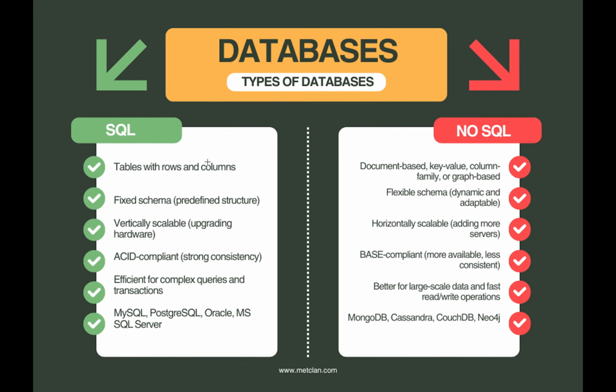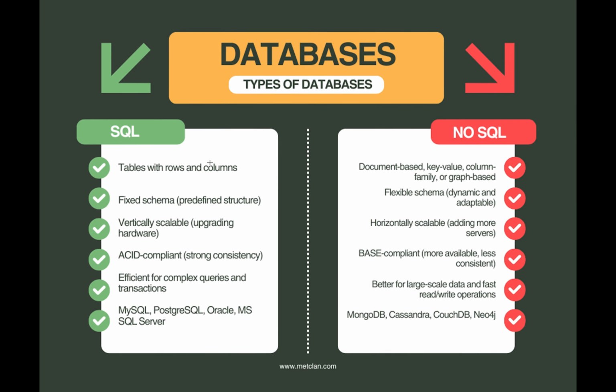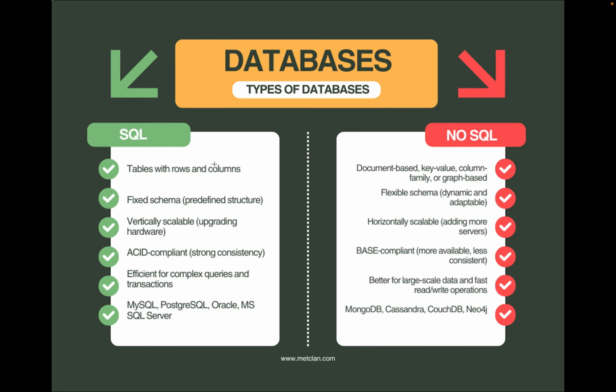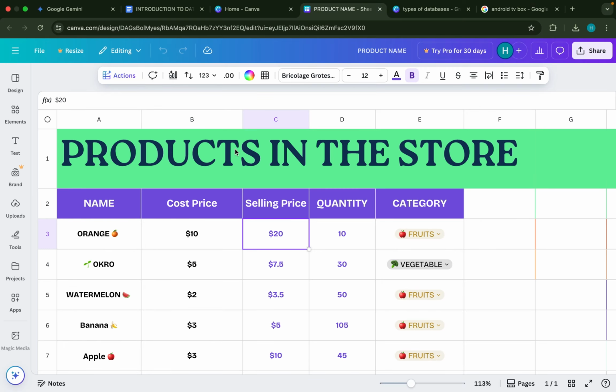In the next slide we are going to look at how a table looks on a relational database and also how a document looks on a NoSQL database. Now this is what a table looks like on a relational database. As you can see, we have the products in the store table, and on this table we have the names, the cost prices of the products, selling prices, quantity, and categories.